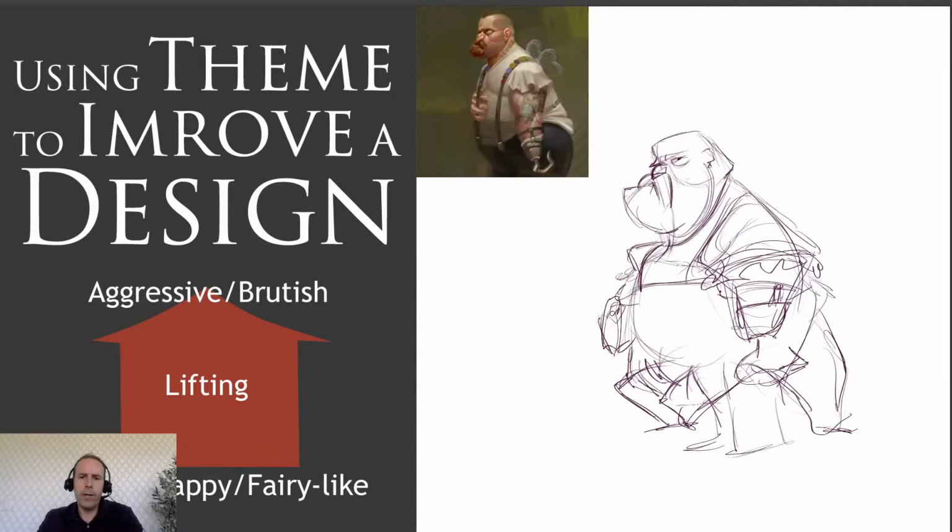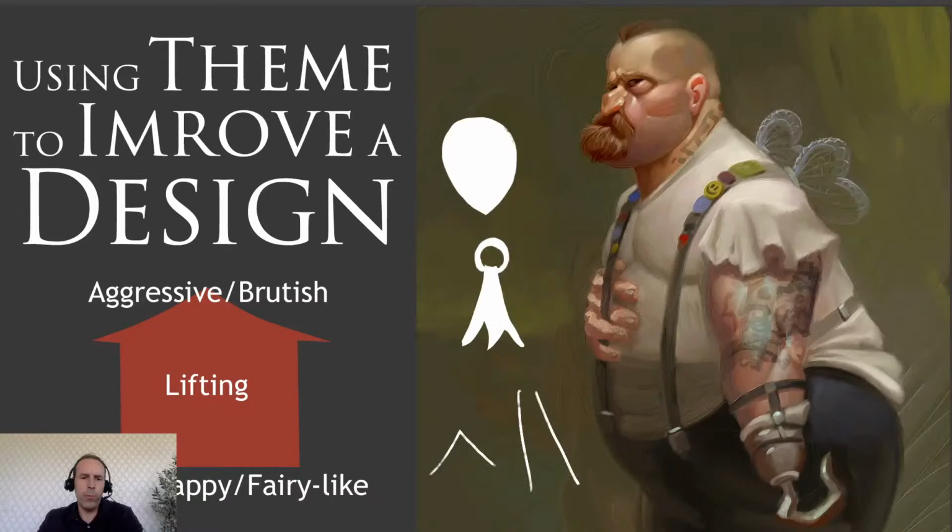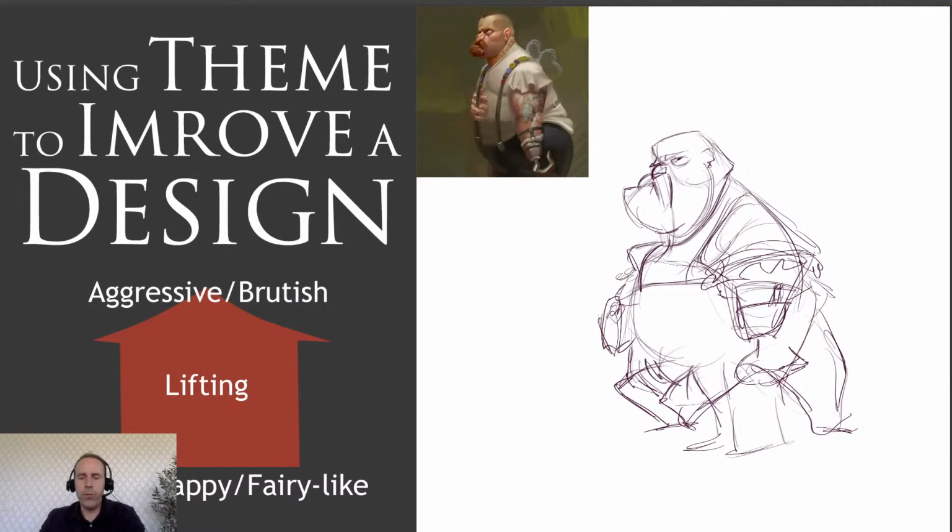So now we can start iterating. We have our theme. We know the aggressive and brutish is going to be lifted by this cheery, happy, or fairy-like thing. First exploration that I do redesigning this character is thinking about how do we get the aggressive and brutish thing repeating that idea around. And repeating motifs is really important. You want to make sure that your symbols are everywhere, especially when you've got a sort of contextual idea.